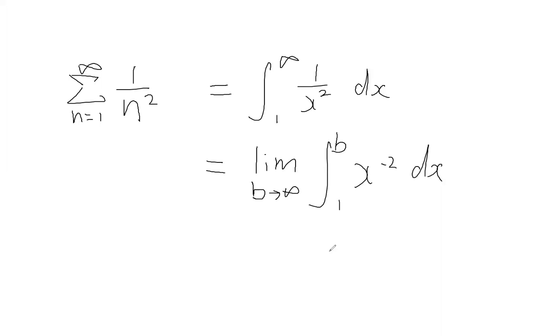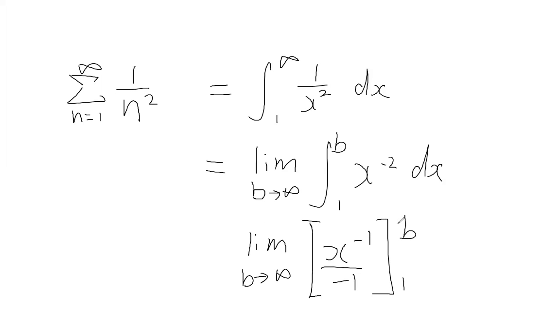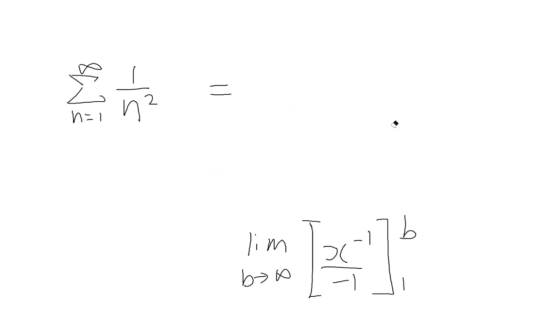If you integrate this one, you should get x to the -1 over -1. All right, and we got 1 to b and limit b approaches infinity. Because there is no space here, I write on top here, using a different color. So I substitute b: b inverse, 1 over -1, and I have to minus 1 to the power of -1 over -1, and this we get +1, right? Because negative, positive.